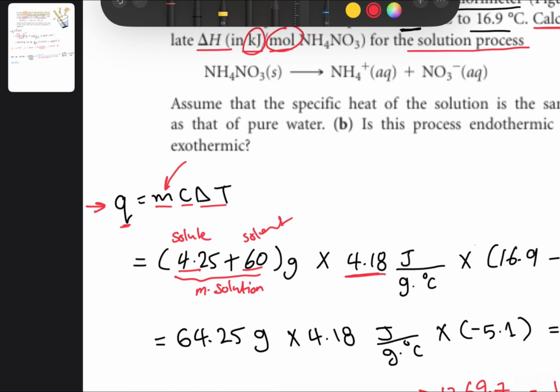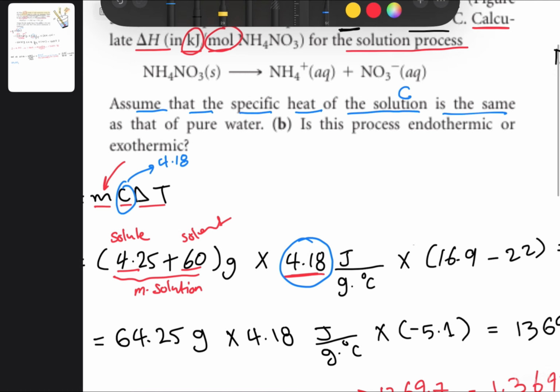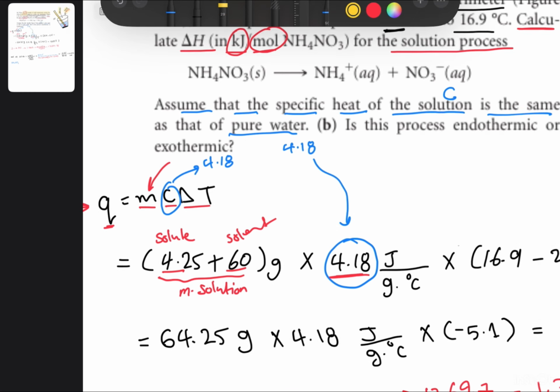But why 4.18? And what is the 4.18? 4.18 represents the heat capacity that is represented as C. But why did we choose this number? Because the question says, assume that the specific heat capacity of solution, which is C, is the same as the pure water. So the pure water has a value of C, which is 4.18. So I will use this value in here. Do not forget to include your units.